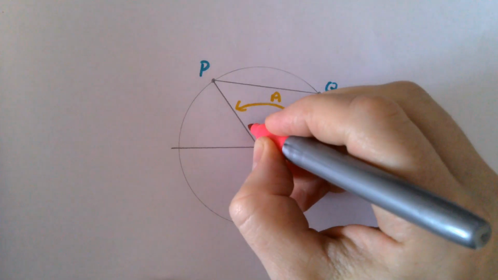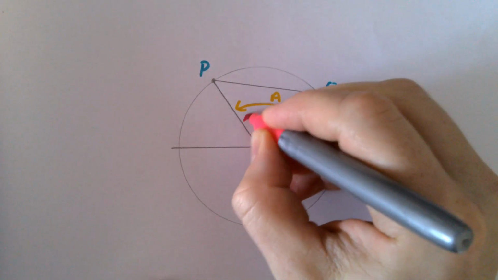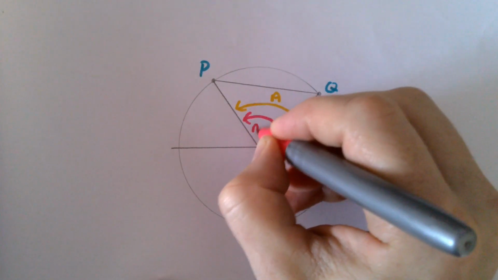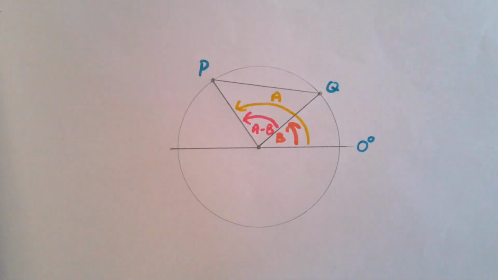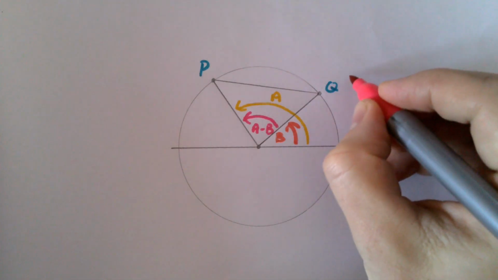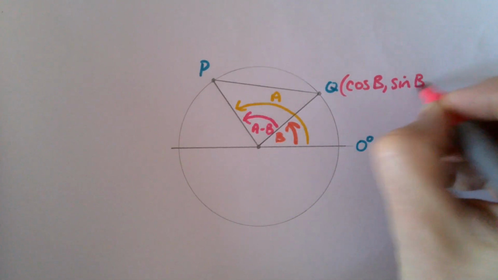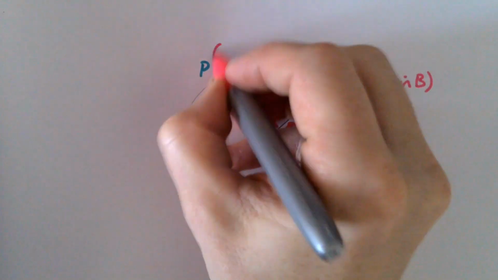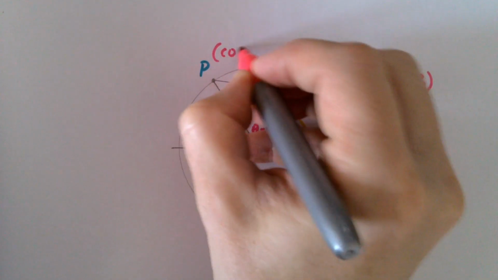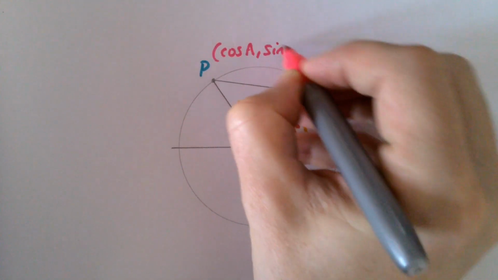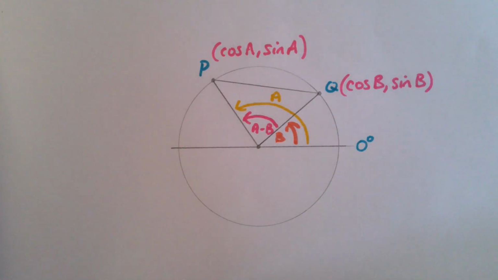Lastly then, that would make this angle inside the full angle, take away B, A minus B. Okay, that's nearly it for our construction. The only thing we're going to do is label our points Q and P. Those points are labeled as, this would be cosine B, sine B. And over here, this would be cosine A, sine A.